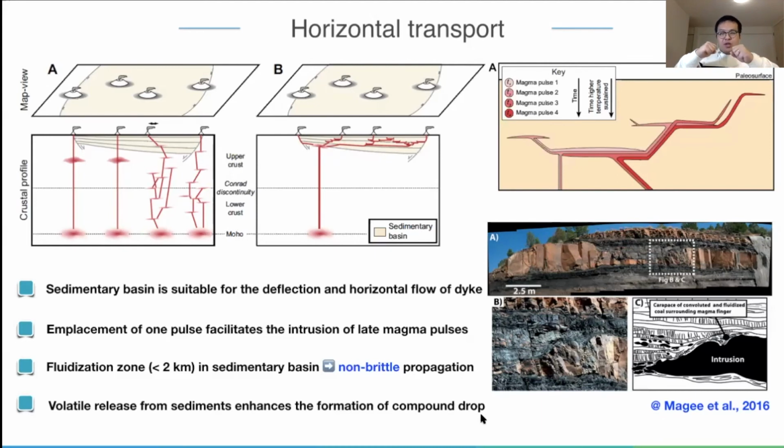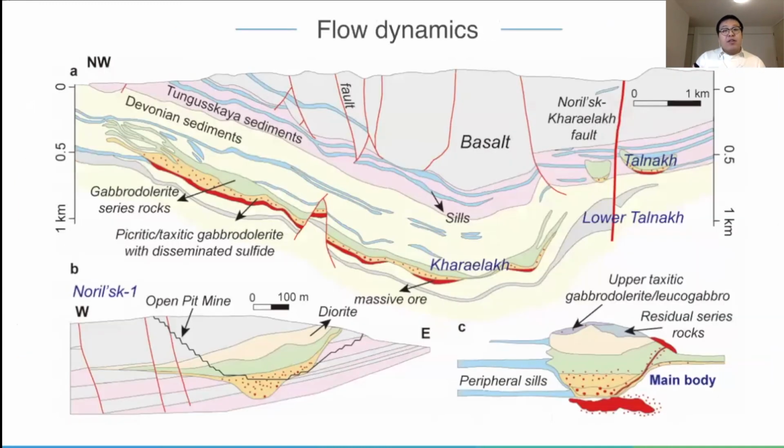Because there is the transport of two fluids, we can see that the magma can easily replace the space of the sediment like this. So this is another reason why the Noril'sk magma can be emplaced along this formation of the sedimentary flow. And finally, because this is a flow dynamic, I try to understand how the deposition of the sulfide happens in this fluid dynamic.